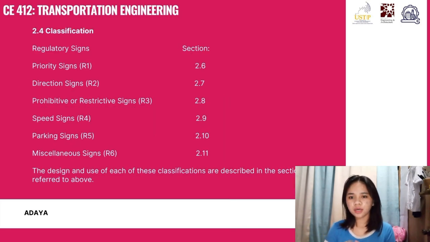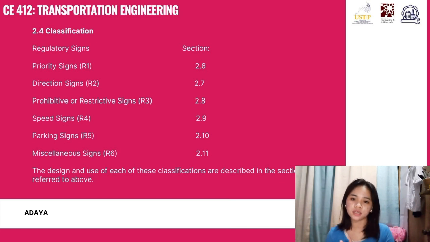In 2.4, the classifications, we have the regulatory signs and its sections. So in this part is the regulatory sign. It tells drivers what they must or must not do. These rules must always be followed. So first is the priority sign, section 2.6 or the R1. So this sign shows who should go first at an intersection.